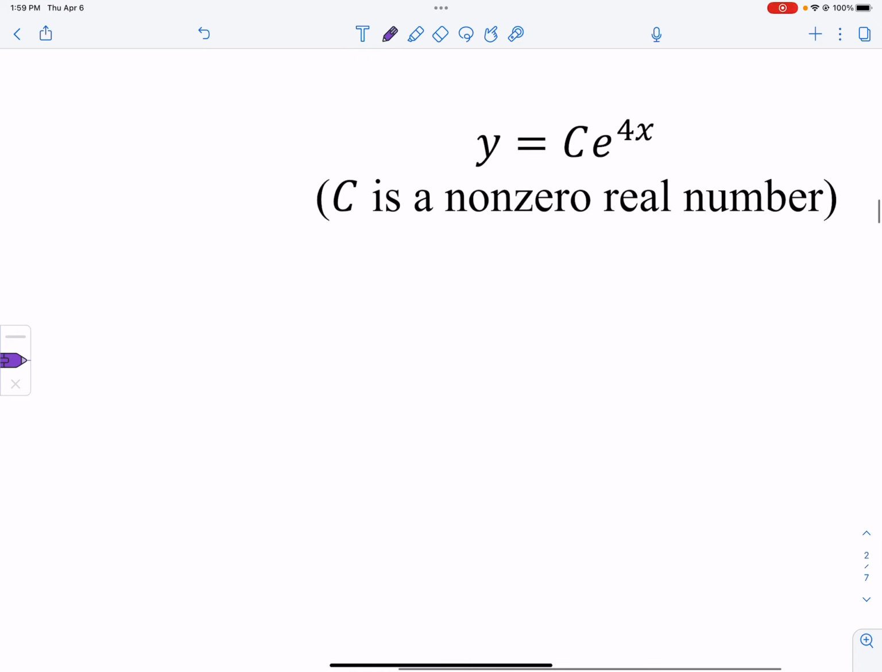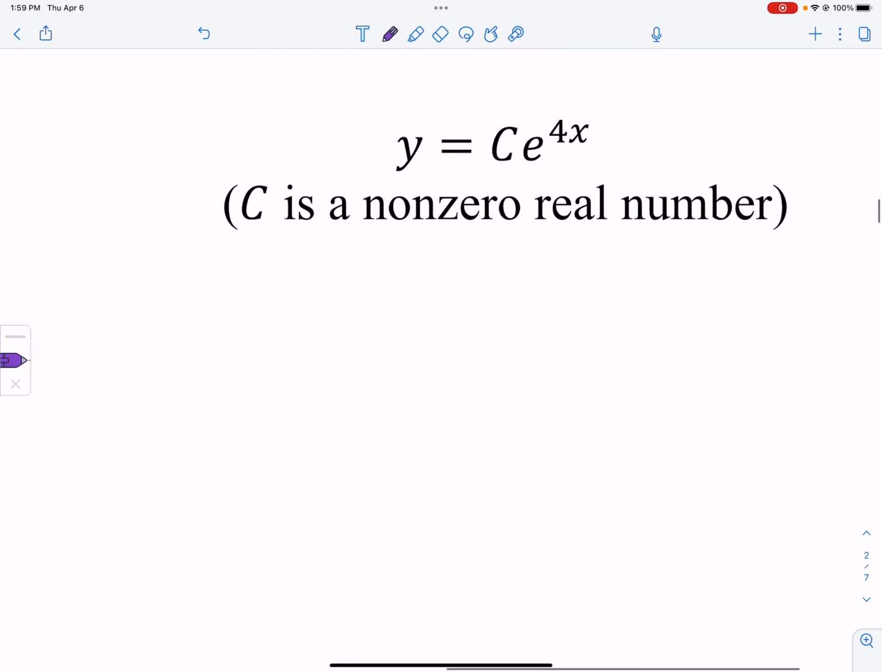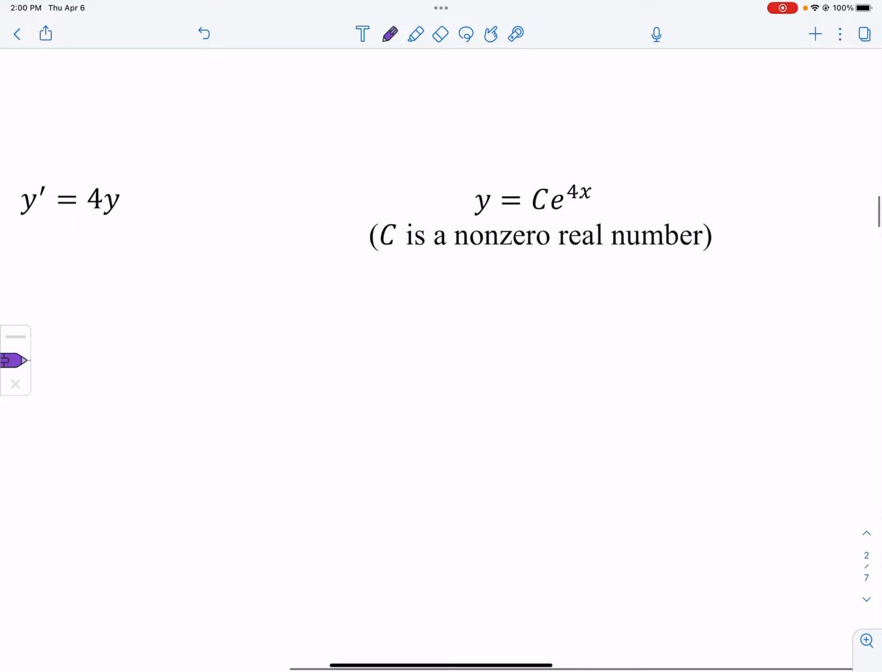Okay, and then the last one, this is kind of foreshadowing a little bit into section 6.2, 6.3. Okay, so y equals c times e to the 4x, where c is a non-zero real number. Let's see, we need y prime.